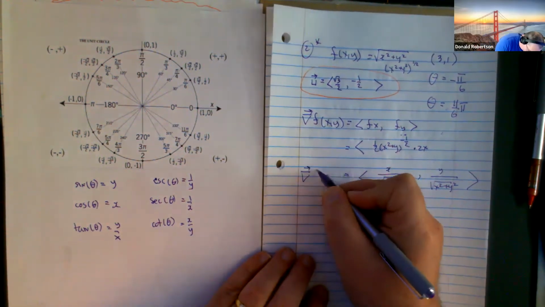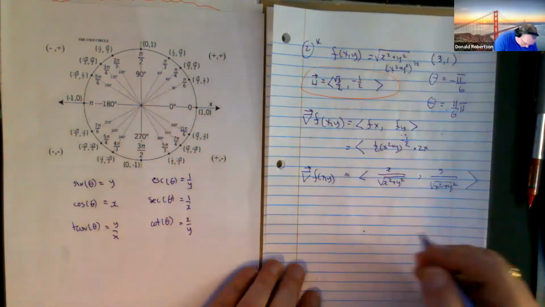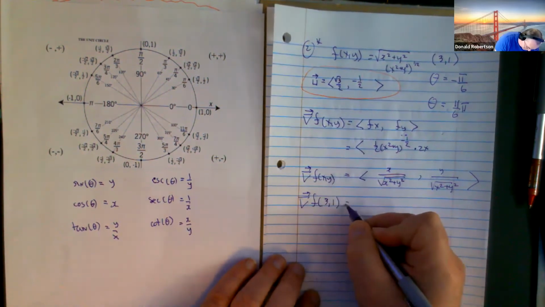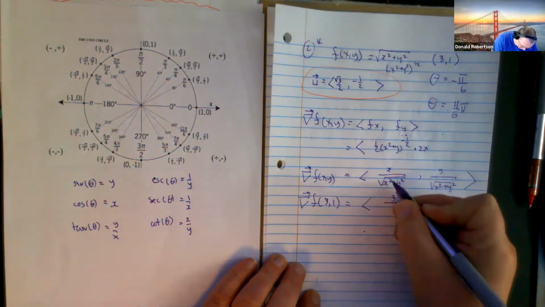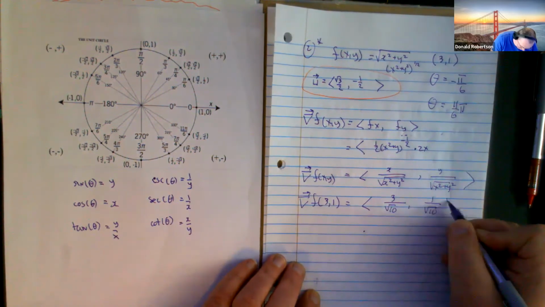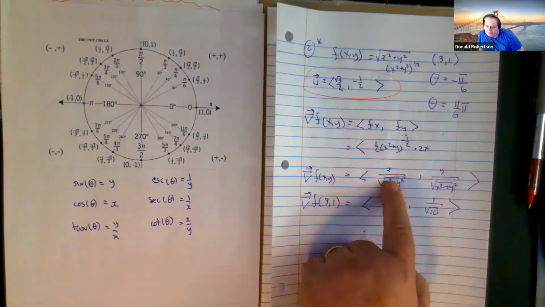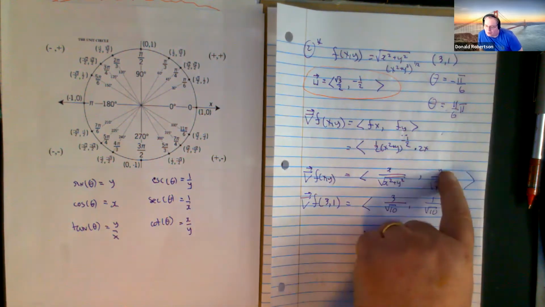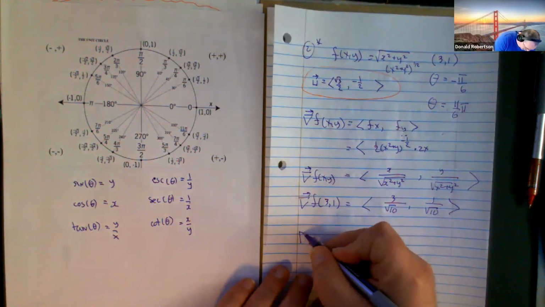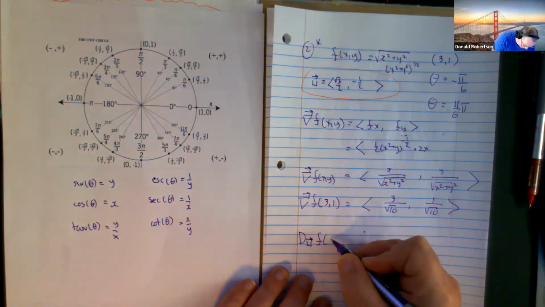Well, that's the general gradient, right? But aren't we interested in this particular one? So I'm going to find the gradient at the point 3, 1. So that's going to be 3 over the square root of 10, and that's going to be 1 over the square root of 10. We're comfortable with where those numbers came from. Right? 3 over the square root of 3 squared plus 1, which is where the 10 is, and 1 over the square root of 3 squared plus 1. Well, you put the package together, and we can now get the directional derivative of the function at the point 3, 1.